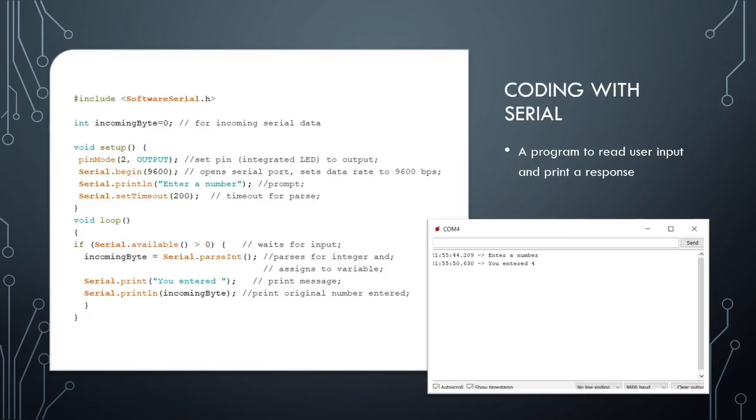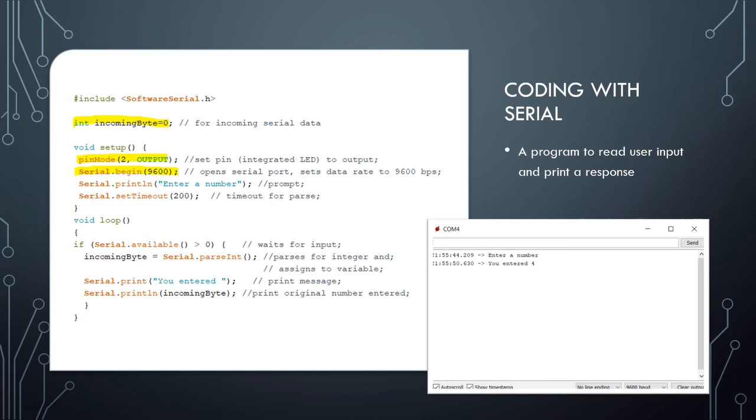So here we have a full program that is using a reader input and is printing a response. Before our setup, we're declaring incoming byte to be an integer. In our setup, we're setting pin 2 to be an output, which we don't really use in this part of the loop, so that's not as relevant. But then we're starting our serial commands. Before we do any of those, we need to declare serial begin. This opens a serial port for us and sets the data transmission rate. Again, 9600 is the common rate. That's what you typically want to use.